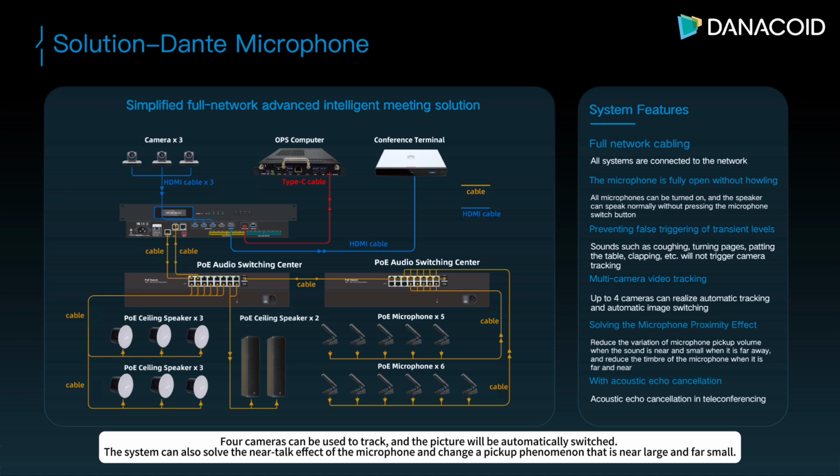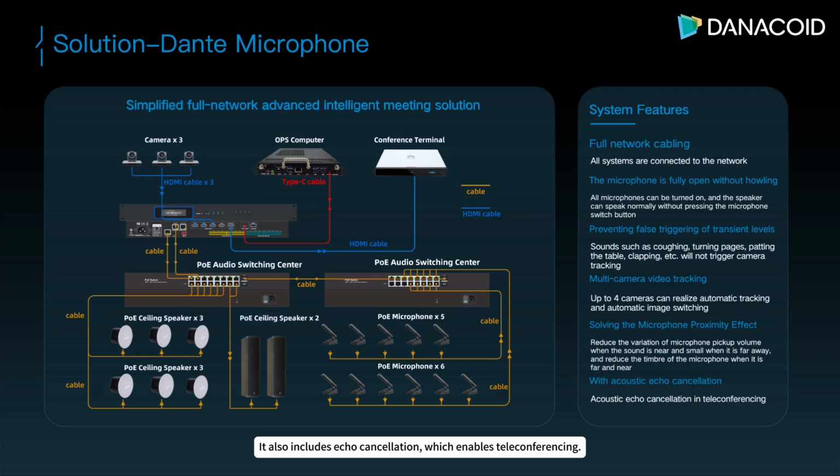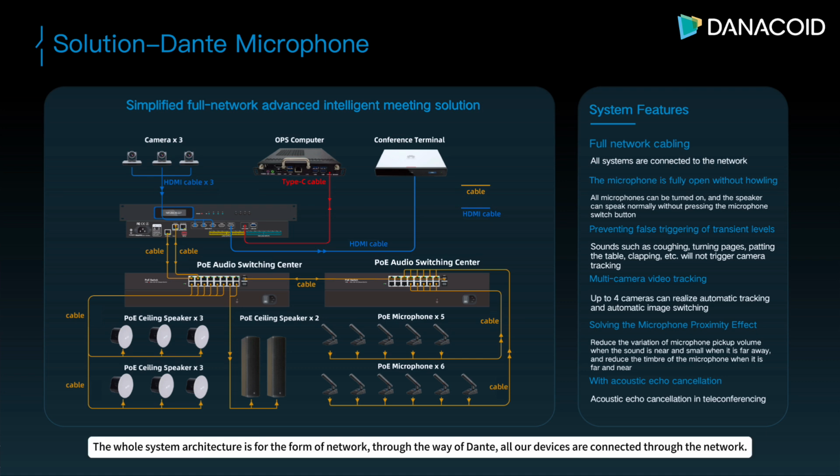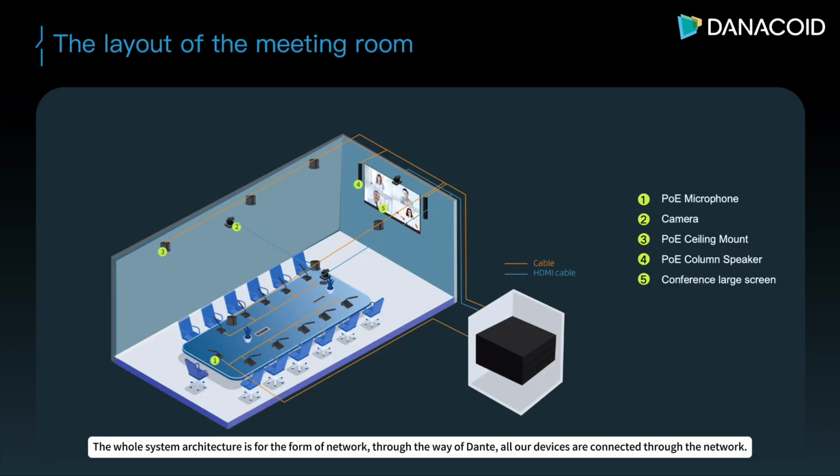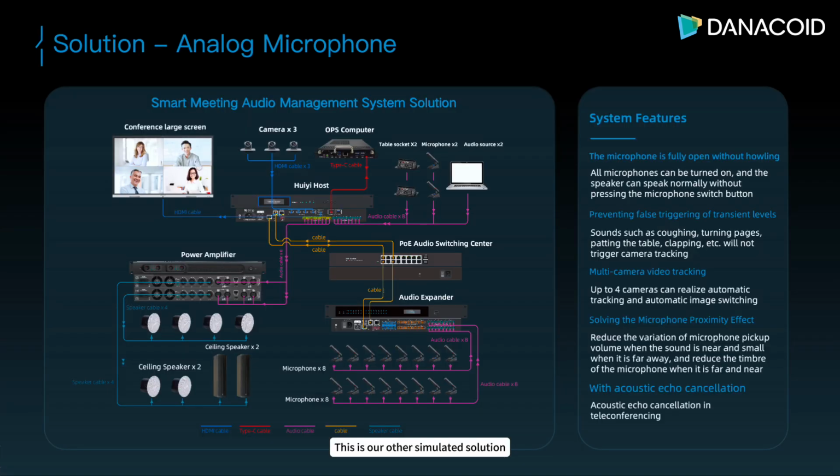The system can also solve the near talk effect of the microphone and change a pickup phenomenon that is near large and far small. It also includes echo cancellation, which enables teleconferencing. The whole system architecture is in the form of a network through Dante. All our devices are connected through the network. This is our other analog solution.